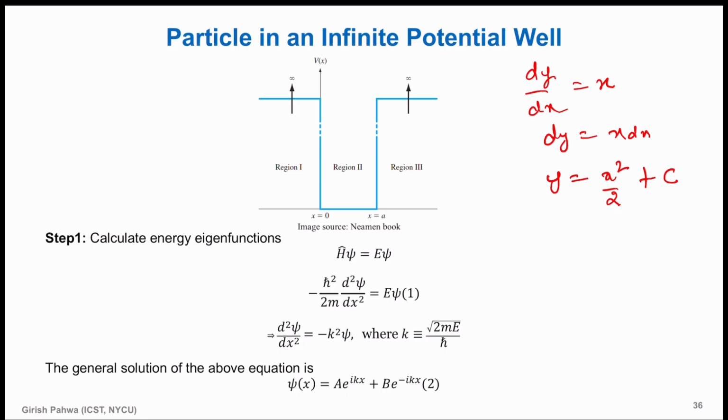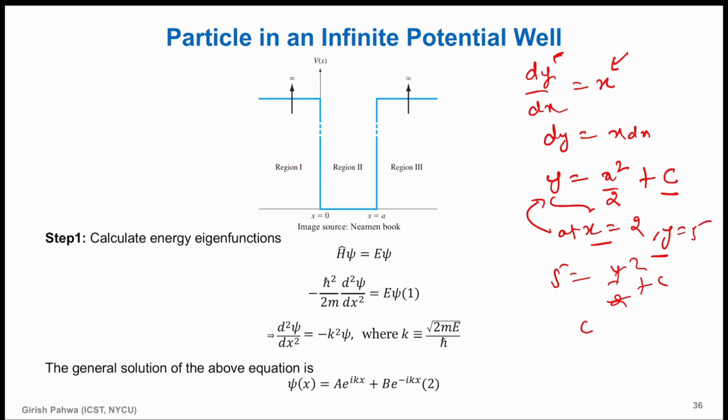Now, boundary condition means if I know the value of y at any x, I will be able to calculate the value of c. Say it is given that at x equal to 2, y equals 5. So if I know this information, these values will also satisfy this. So 5 equals 4 by 2 plus c, so c equals 3. So with the help of the boundary condition, now I am able to find this integration constant. This is the boundary condition.